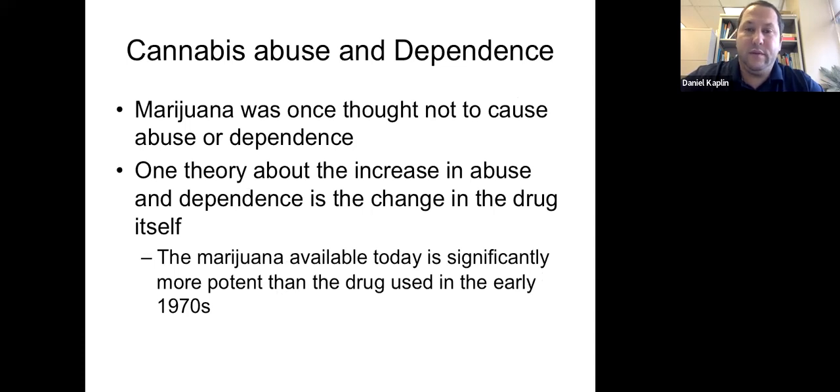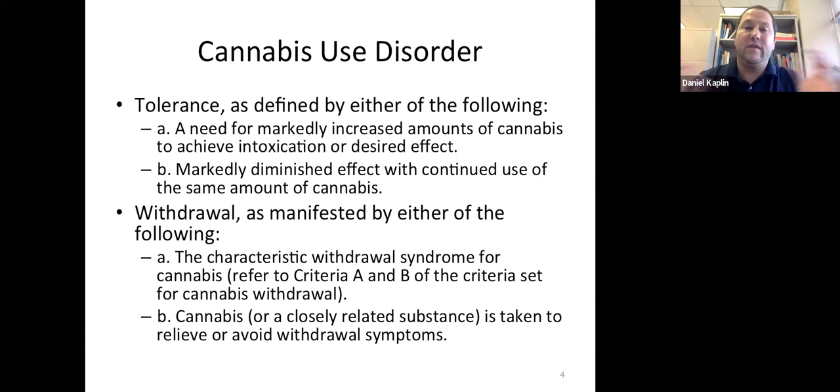Now, before I move on, I will tell you that we do specify severity. Mild severity is 2 to 3 of the symptoms in criterion A. Moderate is 4 to 5, and then severe is 6 plus. We also talk about if you're no longer smoking, if it's in remission: early remission is 3 months to 12 months. Sustained remission is greater than 1 year. So that's other specifiers. We also would specify if the reason why you're not using cannabis is because you don't have access to it, such as being in a controlled environment. So that's cannabis use disorder.